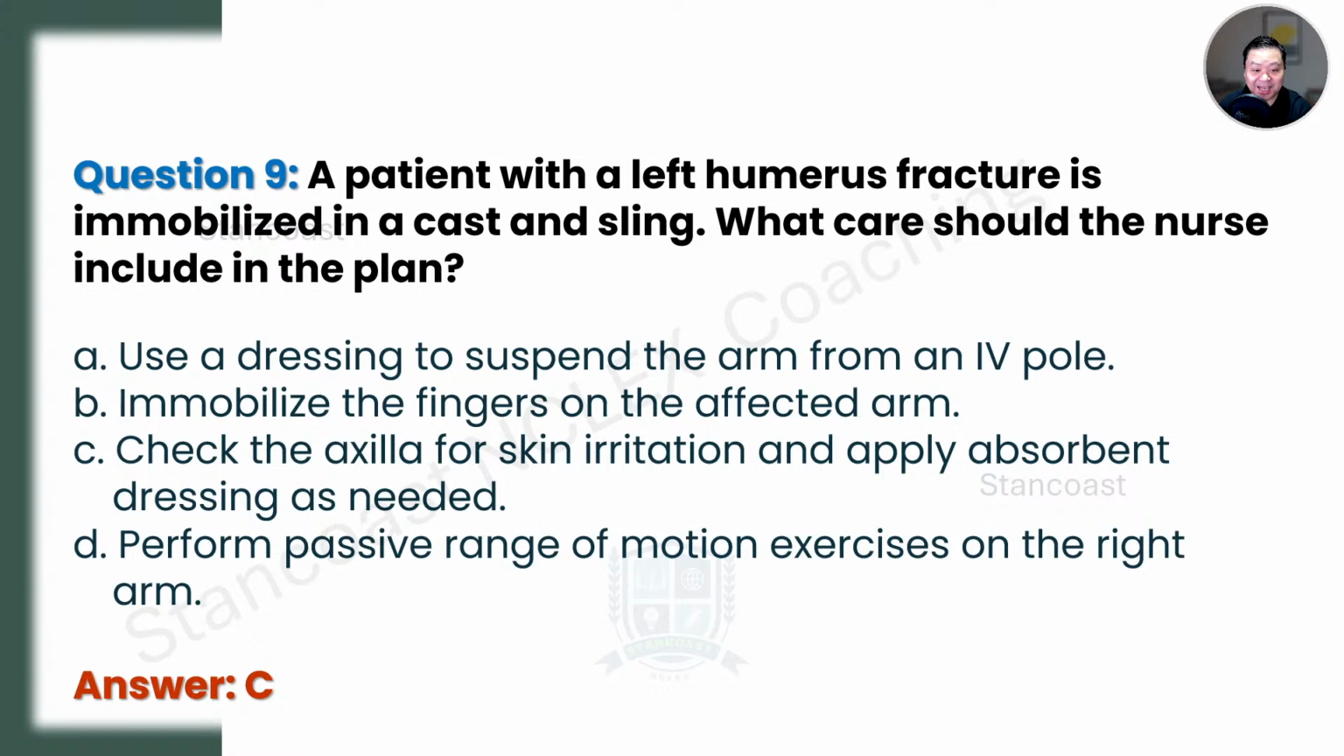Now, if you selected letter B, immobilize the fingers on the affected arm. The movement of the fingers should be encouraged to prevent stiffness and also to prevent swelling. Now, if you selected letter D, perform passive range of motion exercises on the right arm. This is for the uninjured arm, and it's not necessary. The patient should perform active range of motion.